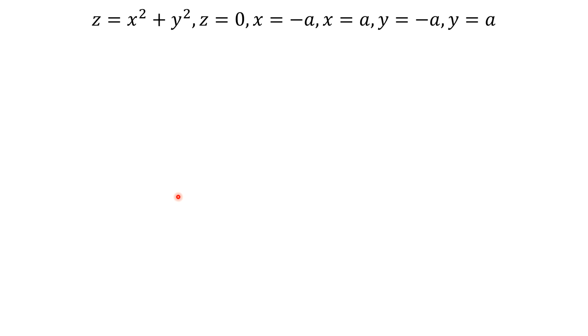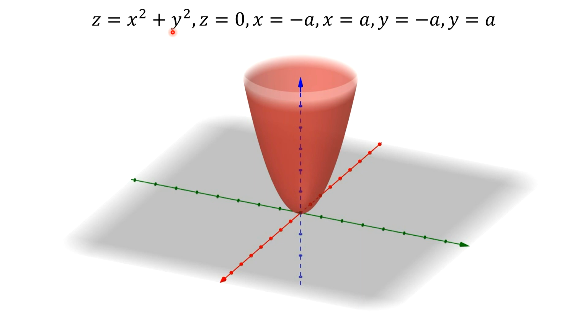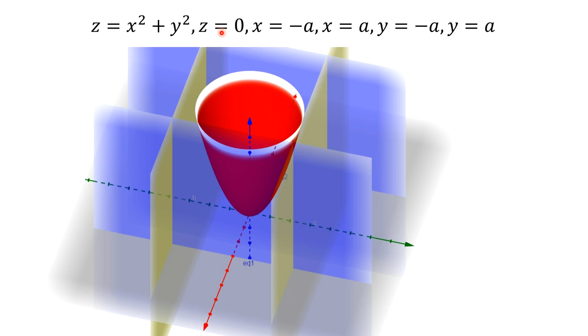Alright, so let us see how z is equal to x square plus y square, the paraboloid, looks. So this is z is equal to x square plus y square. Our region is bounded by this paraboloid and these 5 planes. So you can see here, this is our region.